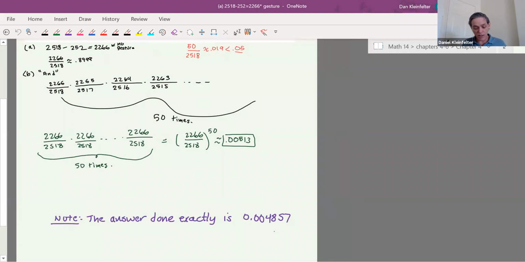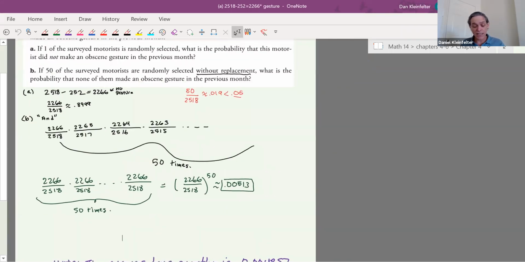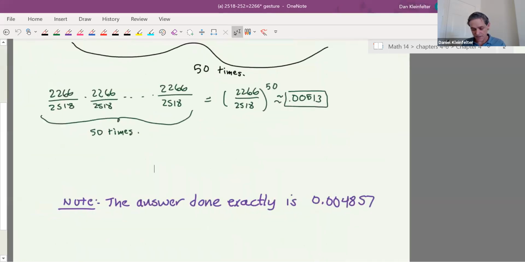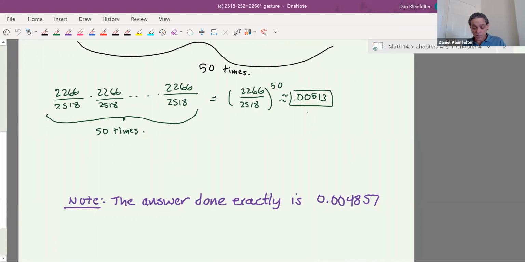Just so that you know, in case you were curious, if we had done this humongous calculation at the beginning, it would end up being about 0.004857. So I used software to make that happen, okay? So don't worry about that. But you'll notice that these two values are pretty close to each other, right? We treated this as if it was independent, even though it really was dependent. And our probabilities are still only around a 1,000th apart by making that treatment.